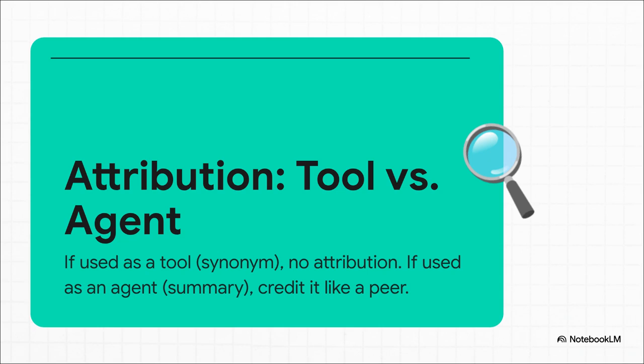When do you actually have to cite the AI? A really great way to think about this is tool versus agent. If you're using it like a thesaurus to find a better word, well, that's just a tool. But if you're asking it to write a whole paragraph or summarize an article, it's acting more like an agent or a collaborator. And you'd always give credit to a collaborator, right?